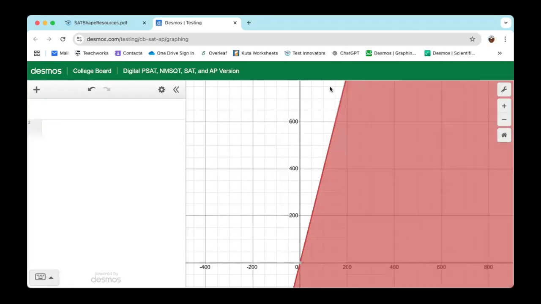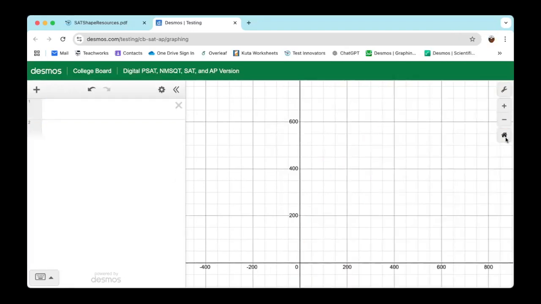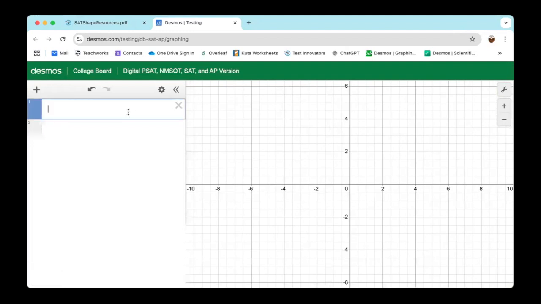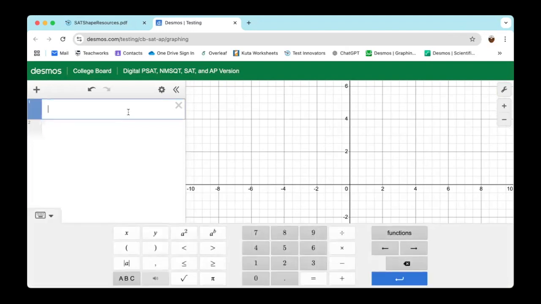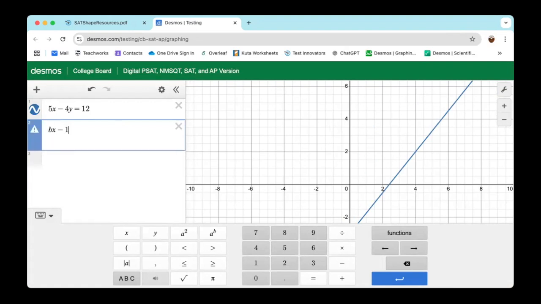So you get rid of these from the last problem. If you hit this little home thing, it'll recenter it, bring everything back to where we want it. So first one, I'm just going to type it in as is. So 5x minus 4y equals 12. And then the second one, I'm going to put it in the way it is written. So bx minus 12y equals 12.